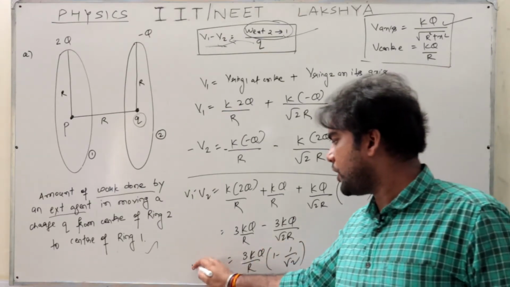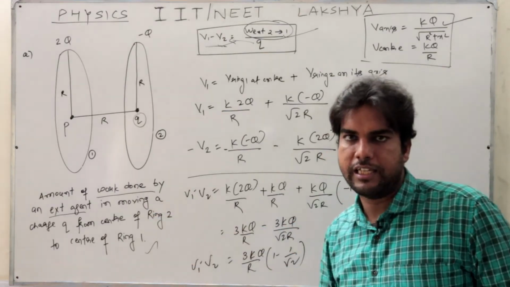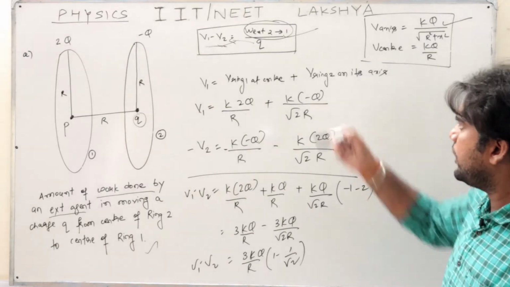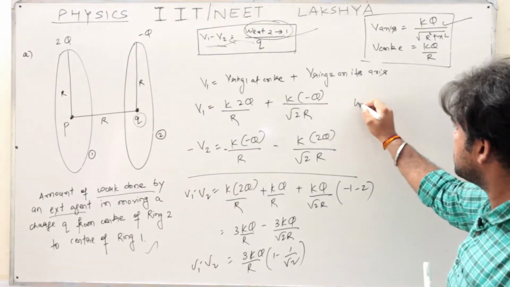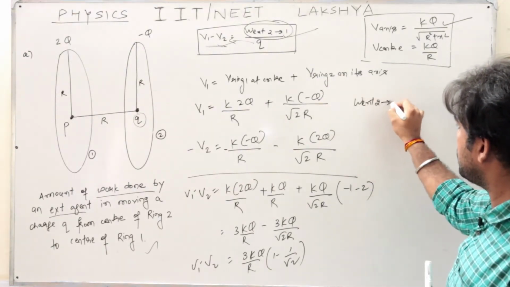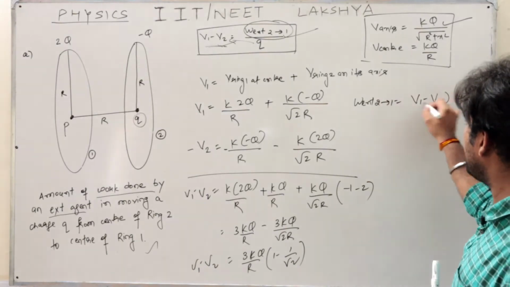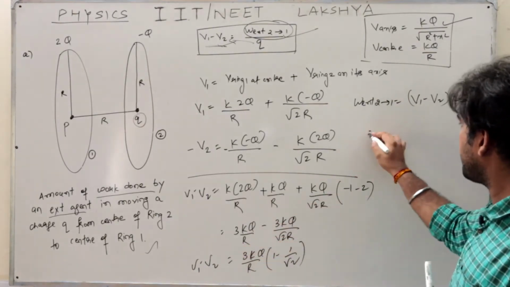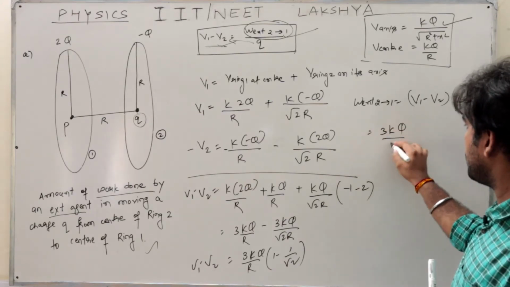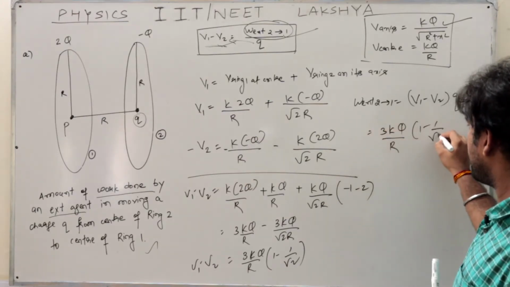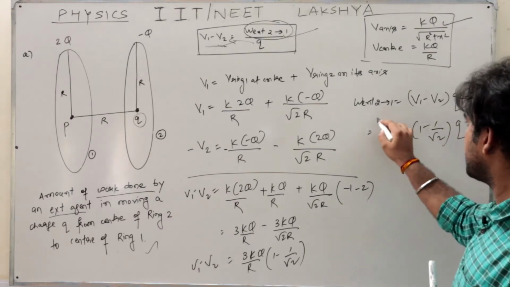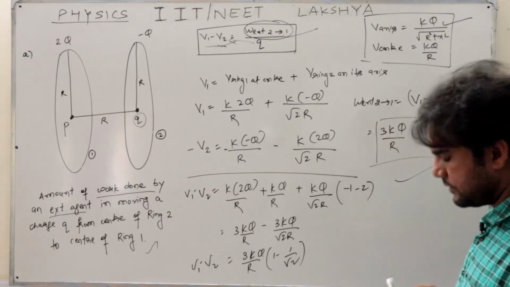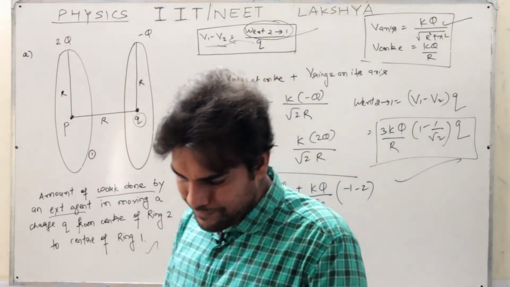So this is your V1 minus V2, but what have they asked? They have asked the work done. So we know W external from 2 to 1 will be V1 minus V2 into Q, and that is basically your 3 KQ by R, 1 minus 1 by root 2, into you can multiply Q. So that is your answer. I hope it is clear to everyone.